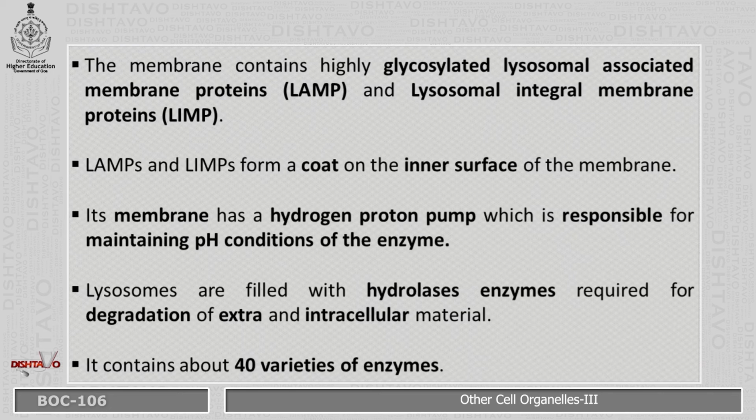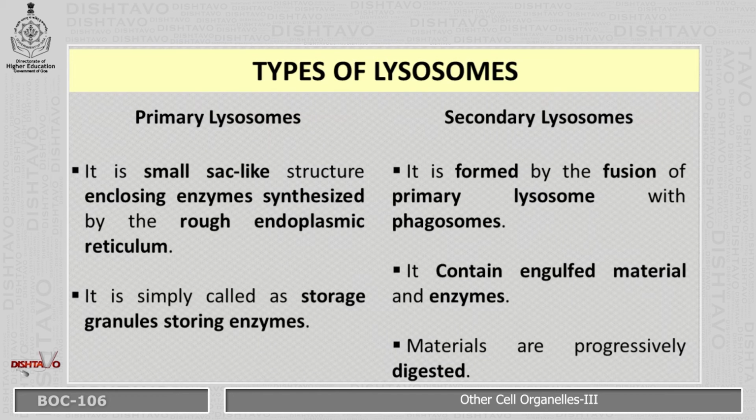Now, lysosomes are filled with hydrolases, enzymes required for degradation of extra and intracellular material. It contains about 40 varieties of enzymes. Let us see the types of lysosomes: primary lysosomes and secondary lysosomes. Primary, it is a small sac-like structure enclosing enzymes synthesized by the rough endoplasmic reticulum. So the primary lysosome is synthesized by rough endoplasmic reticulum. Secondary lysosome is formed by fusion of the primary lysosome with phagosomes.